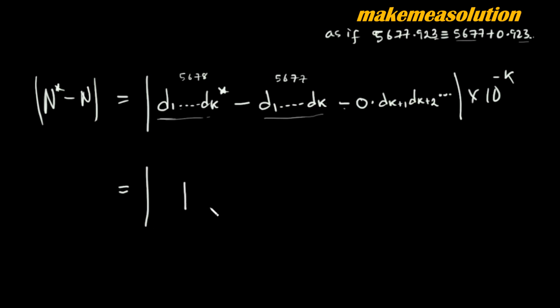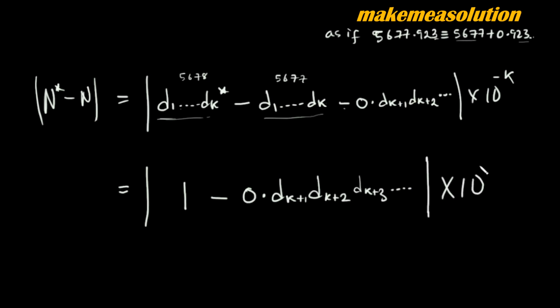So this minus this is a 1, and we now have minus 0.dk+1 dk+2. The dk+1 is the k+1th digit, then the k+2th digit, and so forth, dk+3 and so on. So wherever these decimal places stop, we have times 10 to the power of minus k.